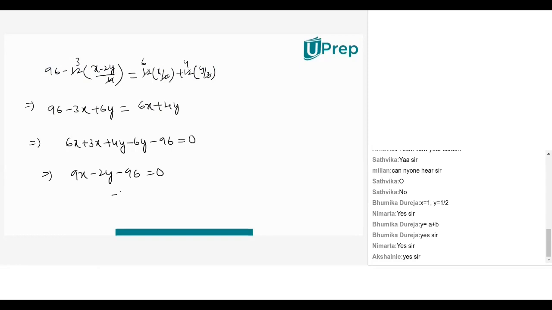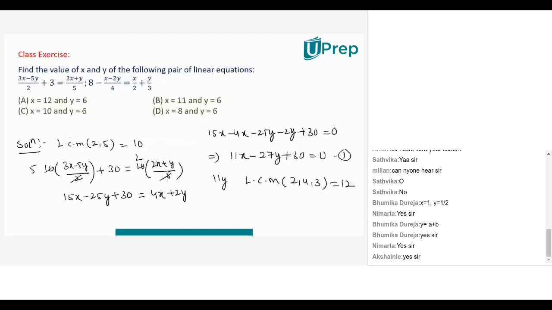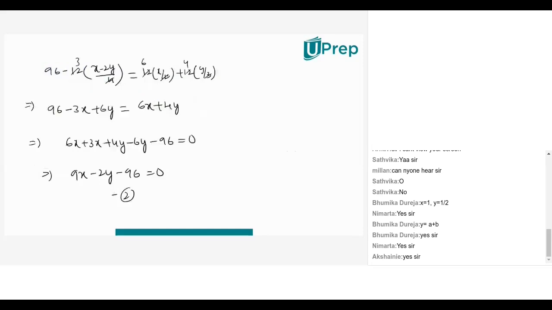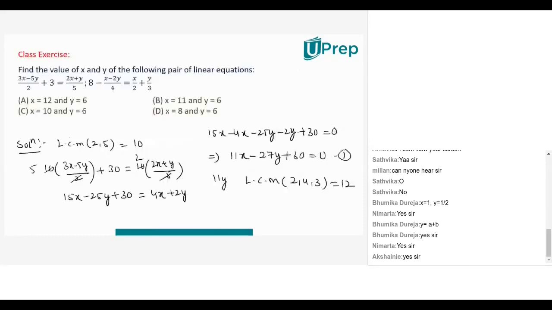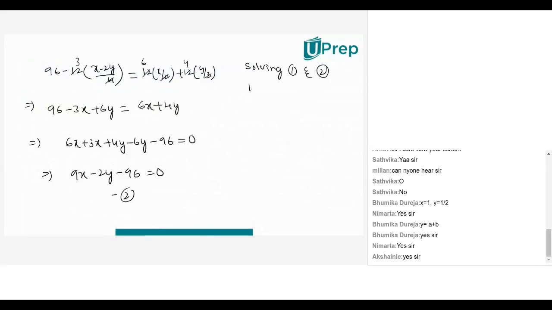Solve these two equations. Use cross multiplication method. I want you to apply cross multiplication method. What is the first equation? It is 11x minus 27y plus 30, for solving 1 and 2. So what do you have? You have 11x minus 27y plus 30 equal to 0. That's what you have.